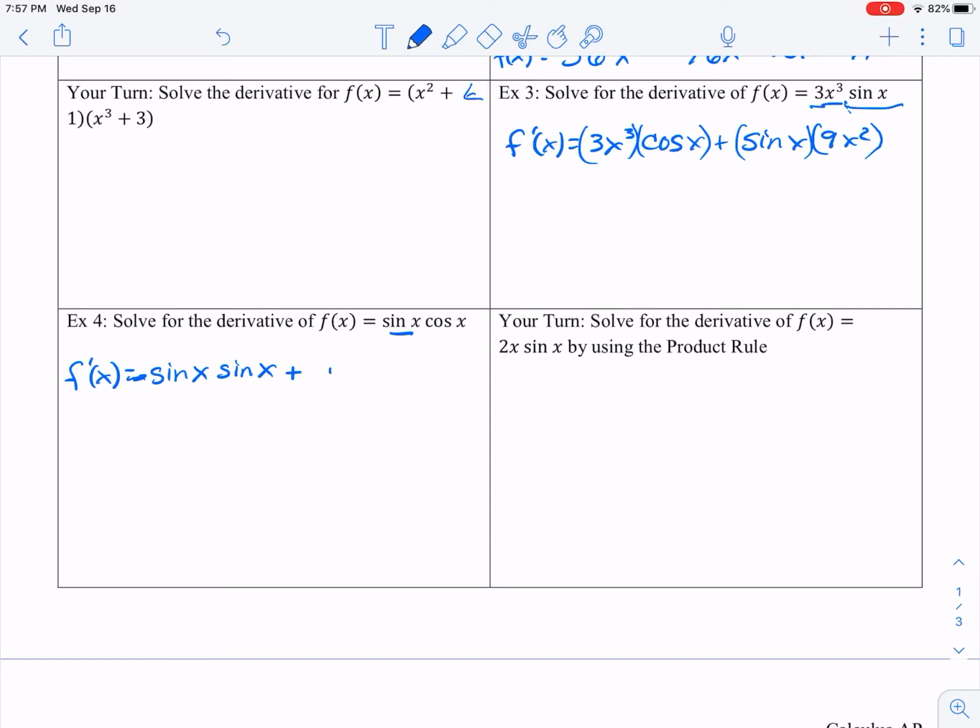Okay, now you take the second times the derivative of the first. So I end up with negative sine squared x plus cosine squared x. Remember, that's how you write squared, or else you can do it this way. It just takes more strokes to do that. Okay? We'll leave that.